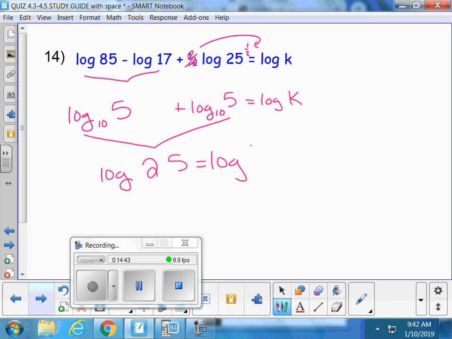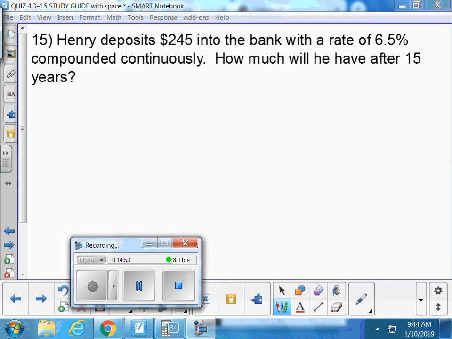And then your left-hand side looks like your right. And you can draw that logical conclusion. If log 25 equals log k, 25 equals k.